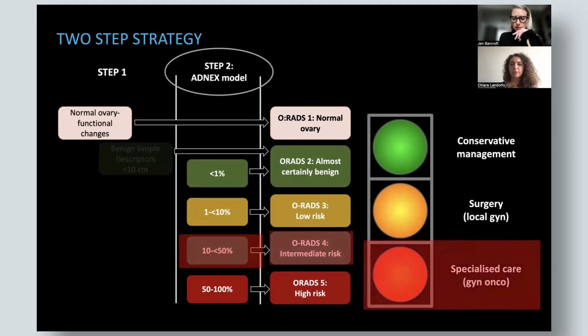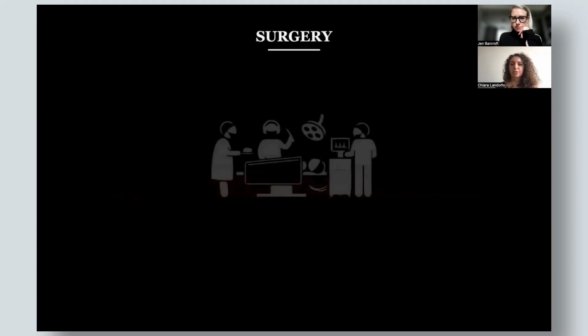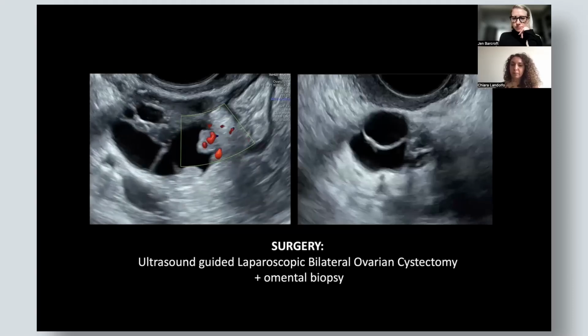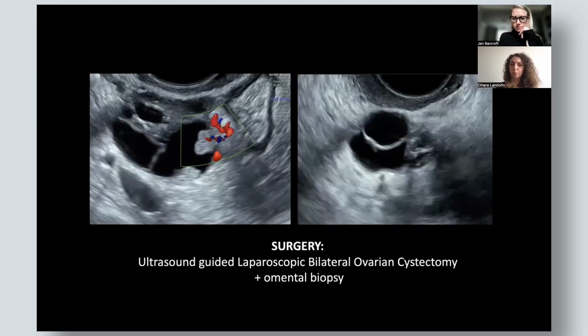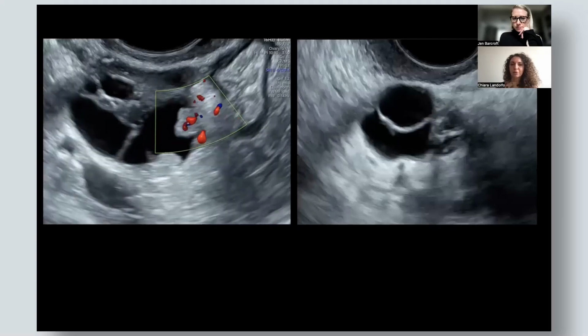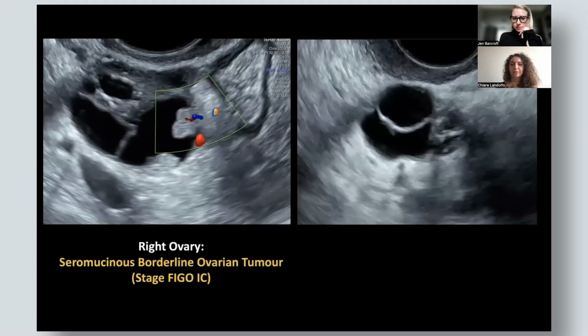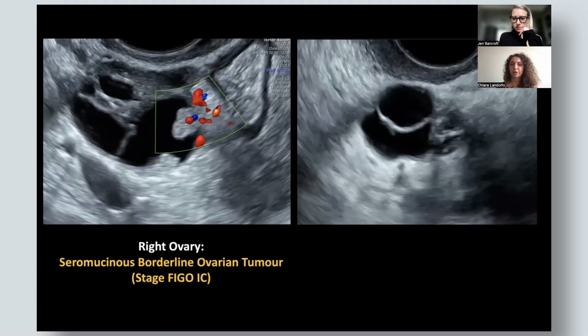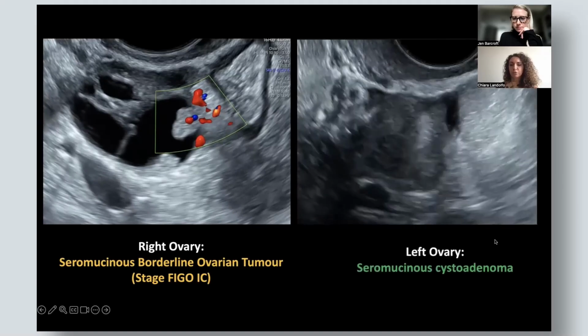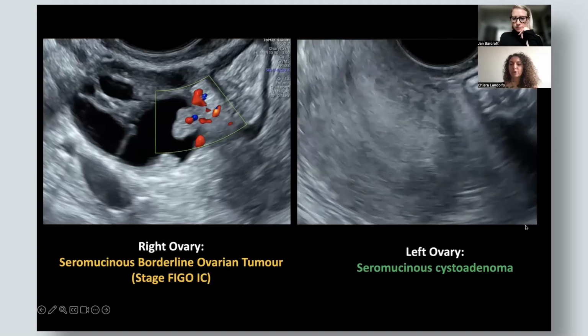So this patient has been already seen in a tertiary oncology referral center, and she was operated with bilateral cystectomy, ultrasound-guided procedure, and omental biopsies. And our dominant mass, our right side lesion, was indeed confirmed to be a borderline tumor. It was a seromucinous borderline ovarian tumor. And the one on the left side was confirmed to be a benign cyst. It was a seromucinous cystadenoma.